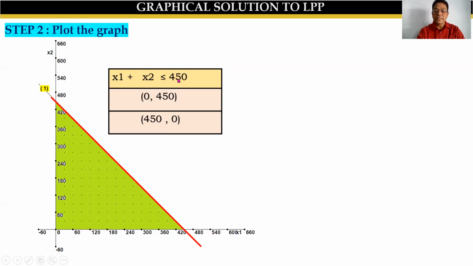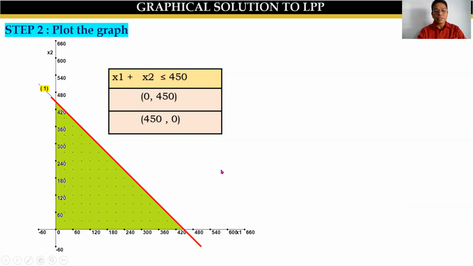But my constraint says that it is less than 450. So since it is less than 450, you have to move towards the origin. And if you are moving towards the origin, this green region is the region which I am interested in, and not the region beyond this line to the right hand side of this line. Every point in this green region would satisfy this constraint x1 plus x2 is less than or equal to 450. Even the points on this line, the red color line, would also satisfy this constraint x1 plus x2 is less than or equal to 450.